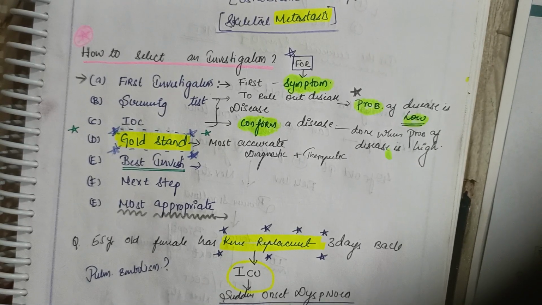What is the investigation of choice? It is to confirm a disease, where the probability of disease is high. You use the investigation in such a way that the probability of diagnosis is high in such patients.